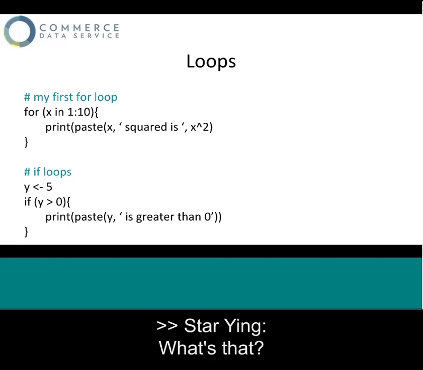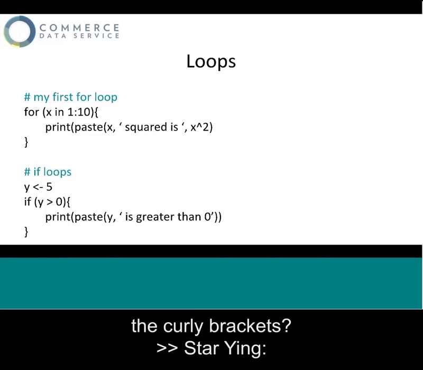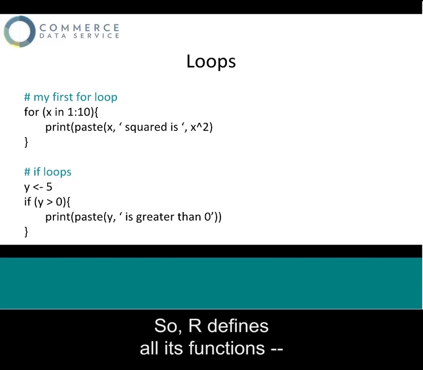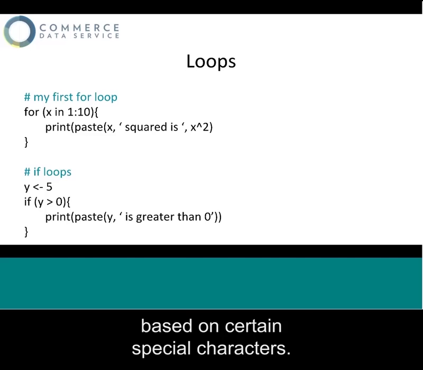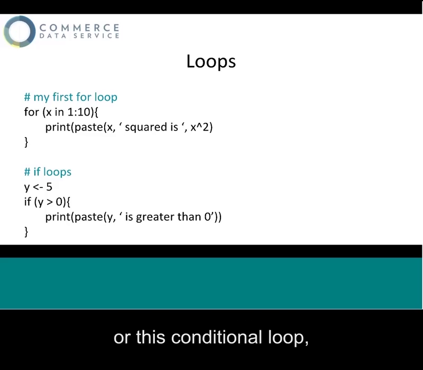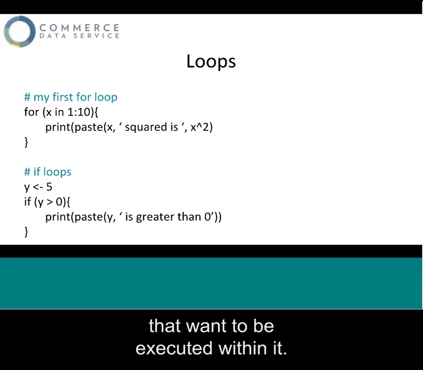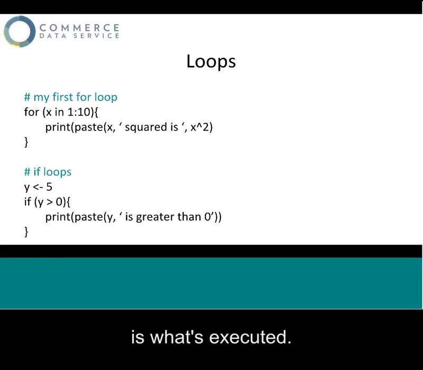So we have a question. What is the purpose of having the curly brackets? R defines all its functions and parses all the commands in its script based on certain special characters. So the curly brackets tell it that for this loop or this conditional loop, these are the commands that you want to be executed within it. So anything contained within the curly brackets is what's executed.